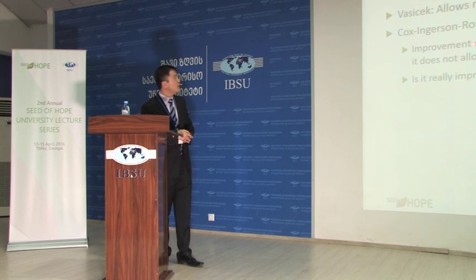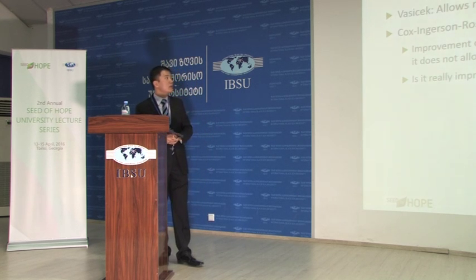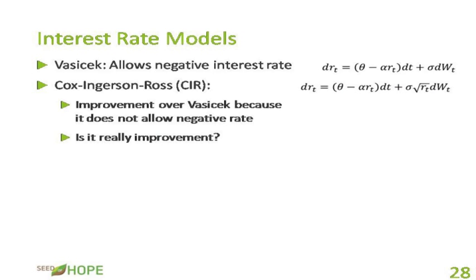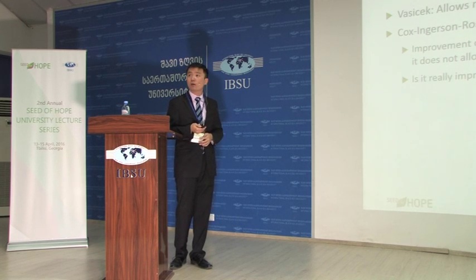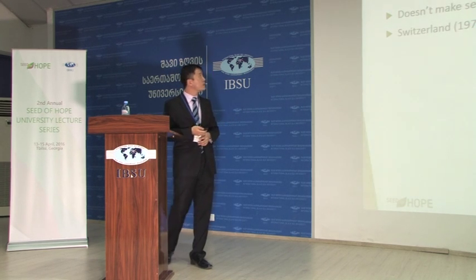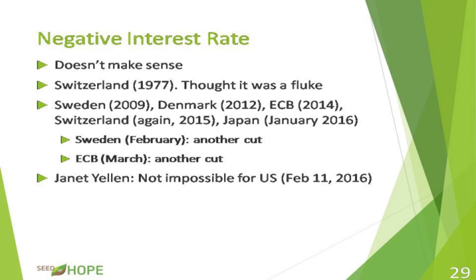So they came up with a new model by Cox, Ingersoll, and Ross that tries to fix that flaw by introducing several additional terms here. And people thought that this is an improvement because it does not allow negative interest rate. It's impossible because if you work out the math, it becomes an exponent. It's just similar to geometric Brownian motion. But is it really an improvement though? Because negative interest rate in reality does not make sense. And it happened once in Switzerland in 1977, and people thought it was a fluke.